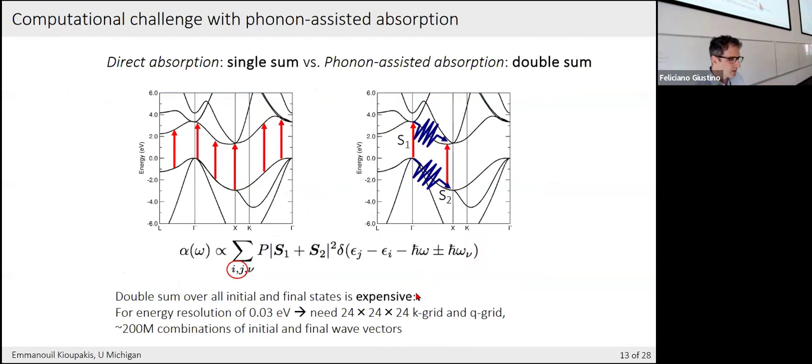I'll show you here what we need to do. So if we want to get the spectrum of silicon with a resolution of about 30 meV, that corresponds to a Brillouin sampling grid of about 24 by 24 by 24, right? This is a double grid for both the initial and the final state, which gives about 200 million combinations of initial and final state wave vectors.